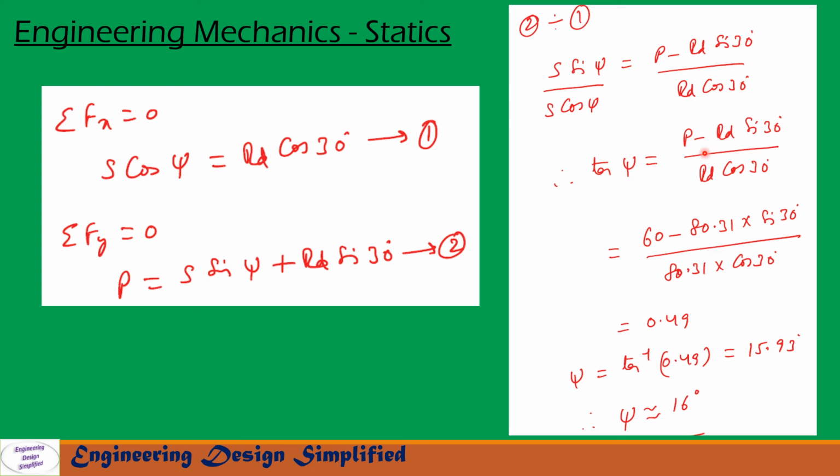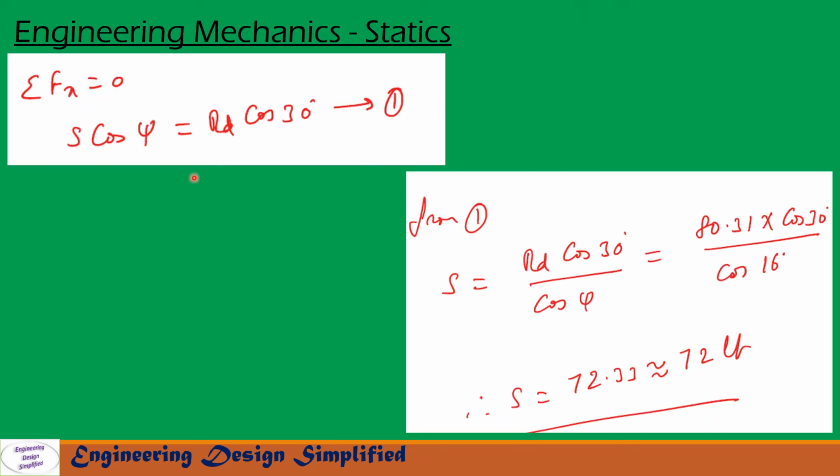We have found RD in the previous slide. After substituting P, RD and simplification, we get tan psi equal to 0.49. So psi equal to tan inverse 0.49, that is 15.93, that is almost equal to 16 degrees. So we have found psi, that is 16 degrees.